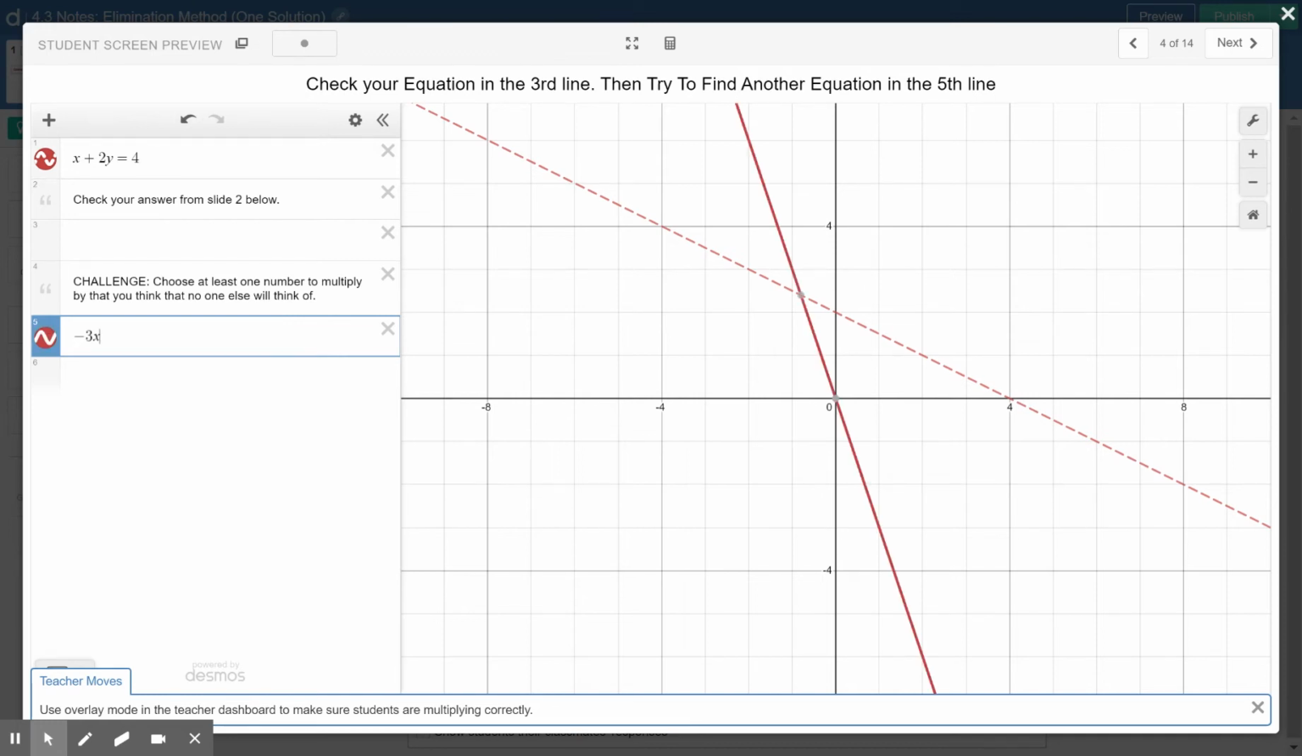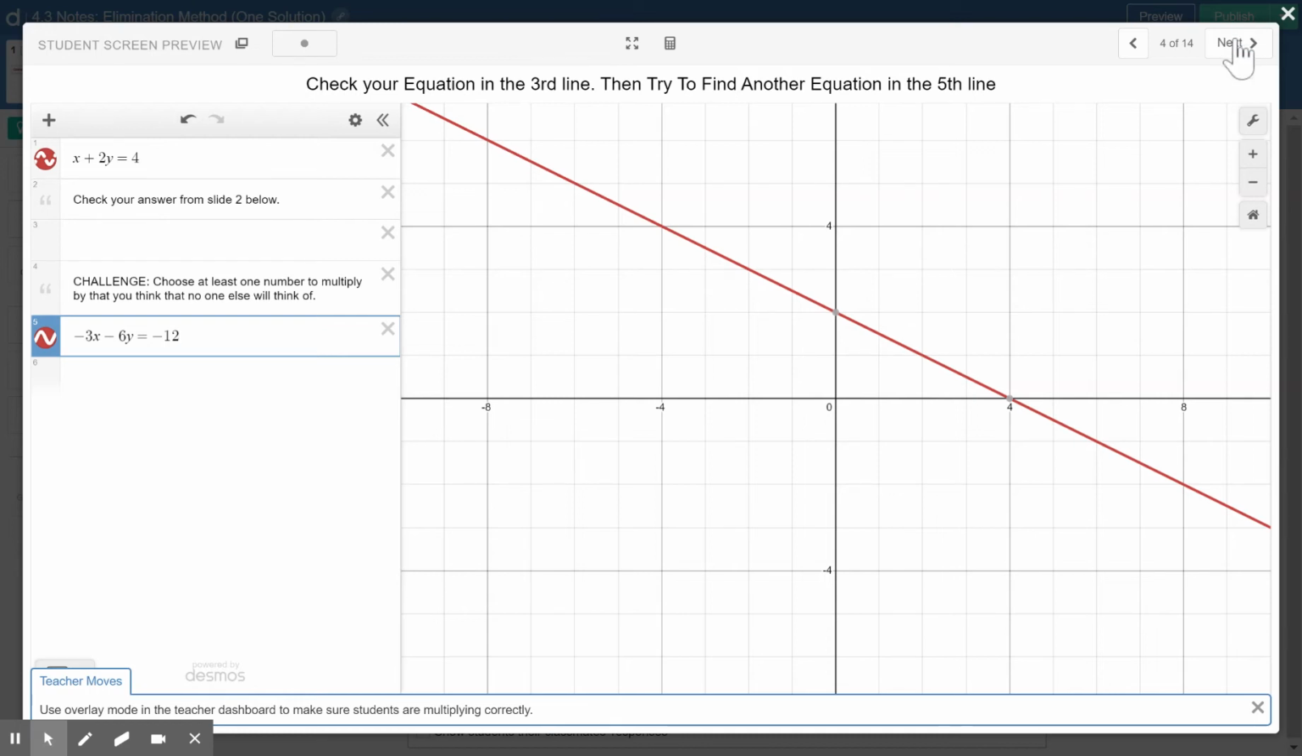-3 times x is -3x. -3 times 2y is -6y. And then don't forget -3 times 4 is -12. So that works too. So we are going to be multiplying equations to change the look of it, but not to change the actual value of the equation. We're still dealing with the same line, we're just changing how it looks to help us.